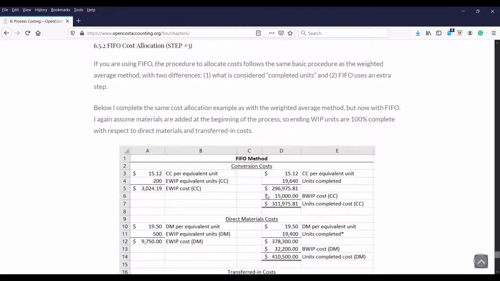We have a cost for those equivalent units of $15,000. And so those are the first units in, first units out. First in costs, first out costs. So we're just going to add that in, just raw. It just comes in, gets added in. So we have this period's work plus last period's work right there. And then we have our total unit completed cost with respect to conversion costs.